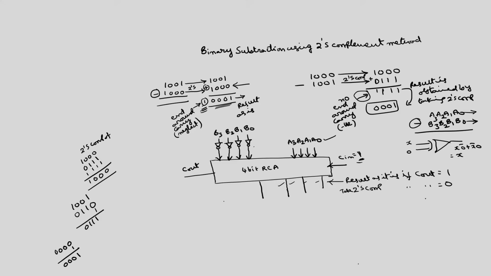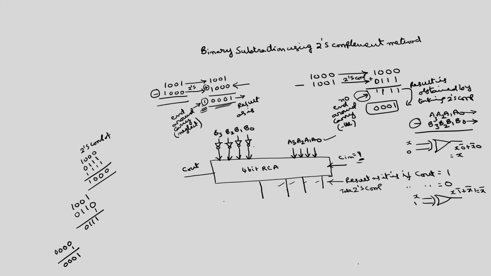On the other hand, if I take one input as x and the other input as 1, then what will be the output? x into 1 bar plus x bar into 1, which is nothing but x bar. That is, for the exclusive OR gate, if one input is 0, the output will be the same as the other input, and if one input is 1, the output is the complement of the second input. That logic we have to use here.